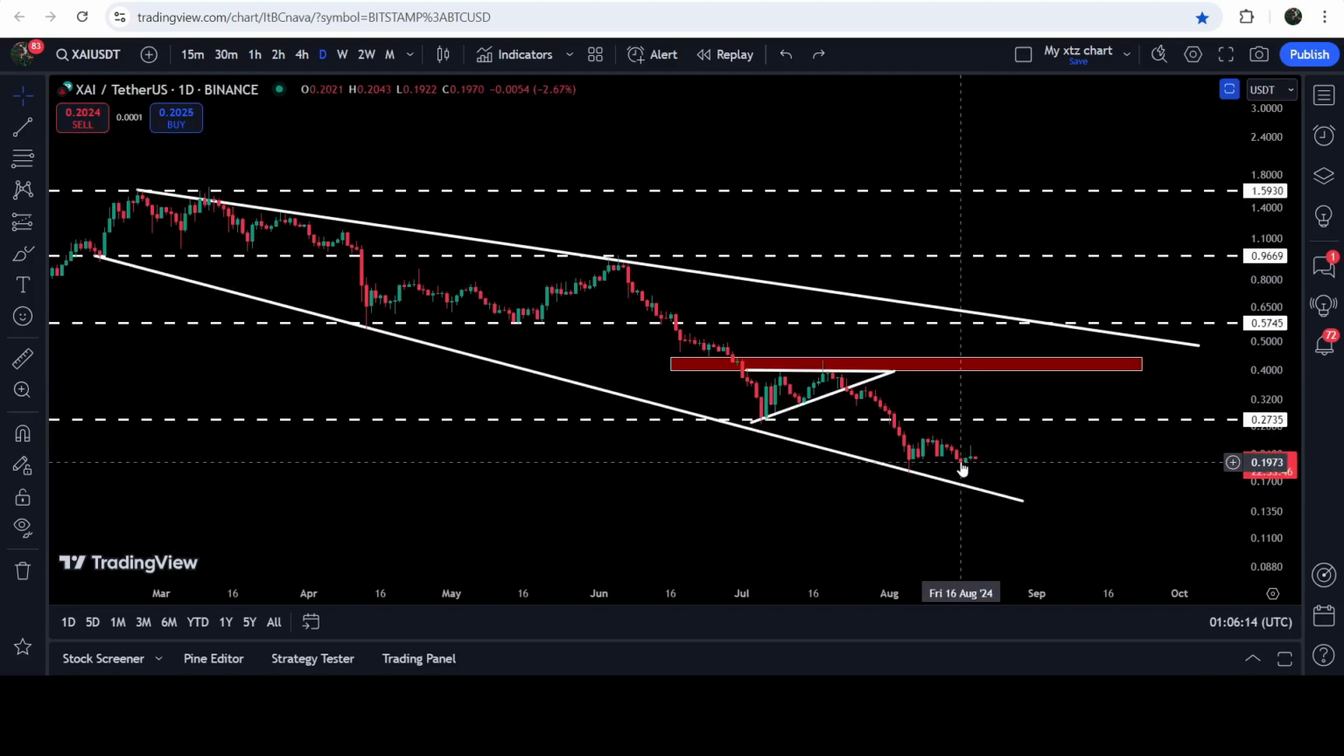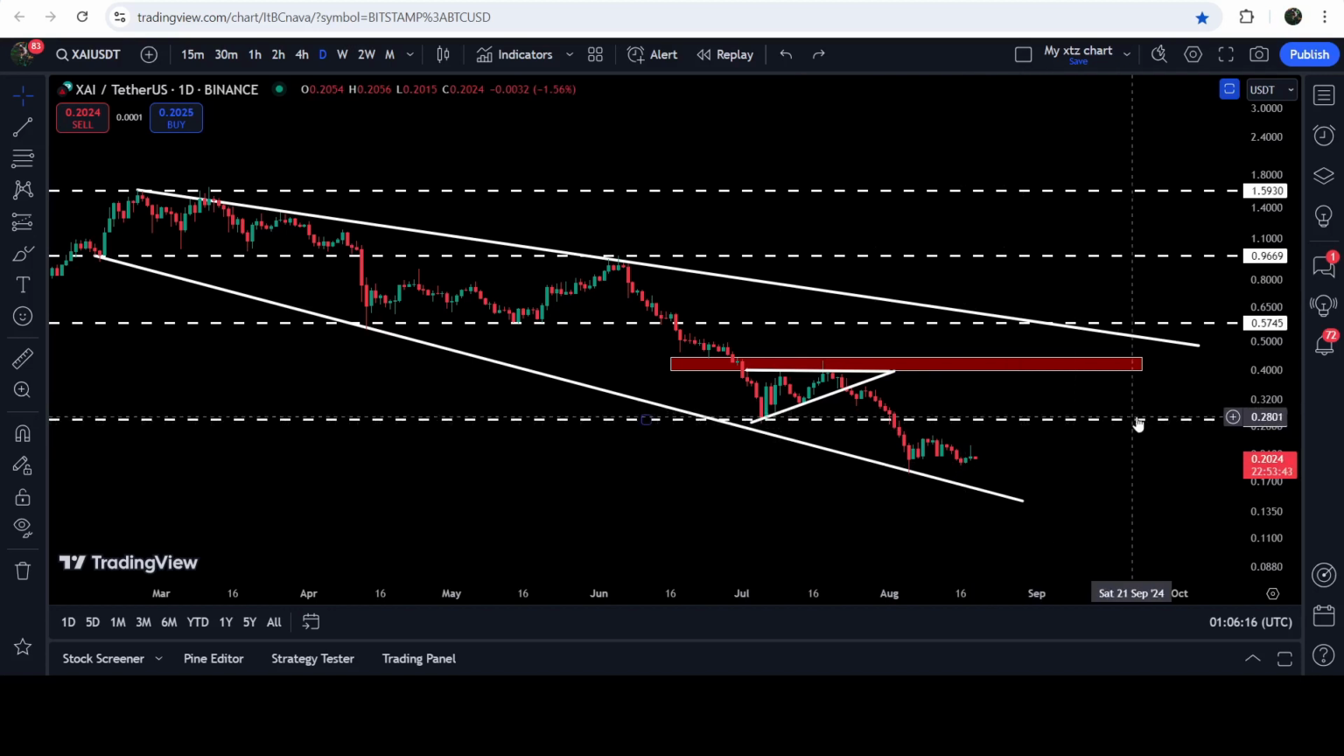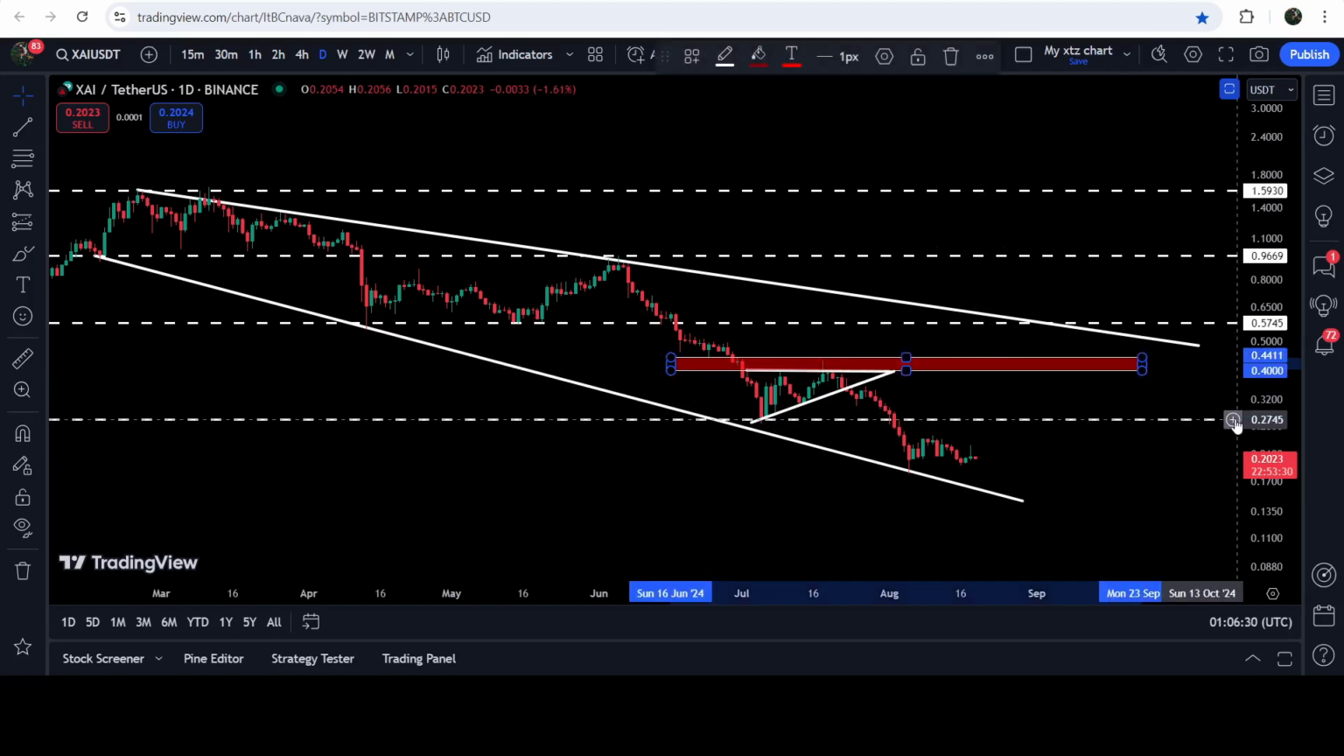And now there is a probability that soon it may try to break out of this resistance of 27.3 cents that was previously support, and now it can be flipped into a resistance. And after that, if it breaks out of this resistance, then it can reach this resistance that starts from 40 cents and goes to 44 cents. And after breaking out of this resistance, it can hit the resistance of the broadening falling wedge pattern somewhere here, approximately at 57 cents, and it can form another lower high than the previous one.